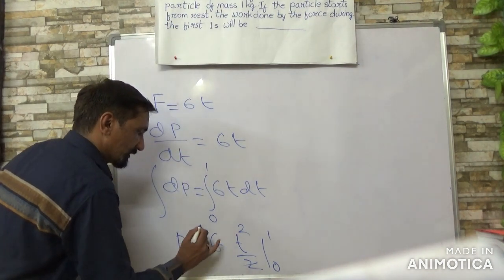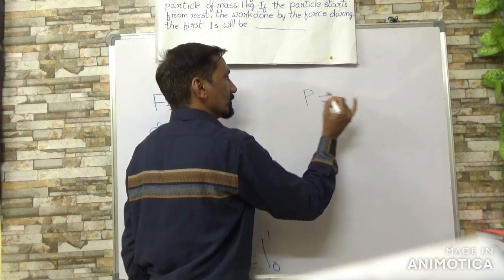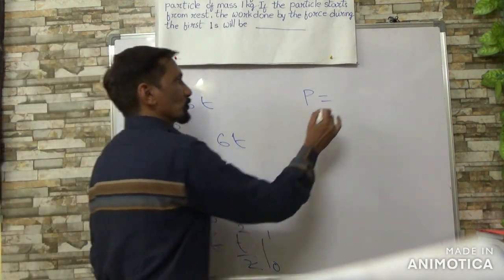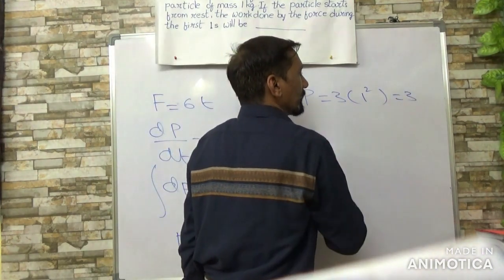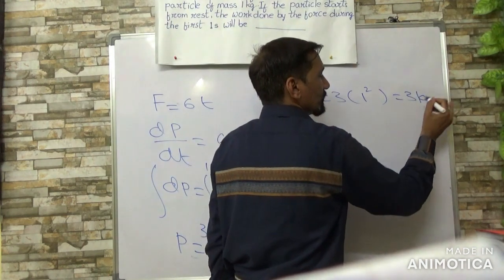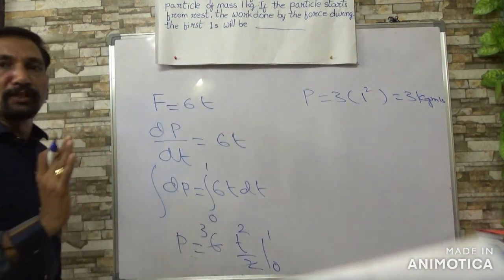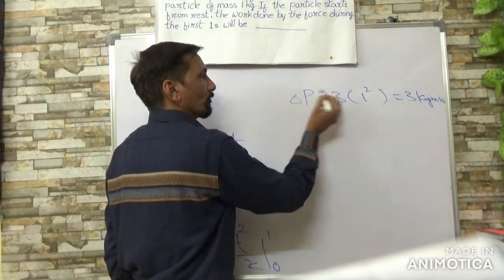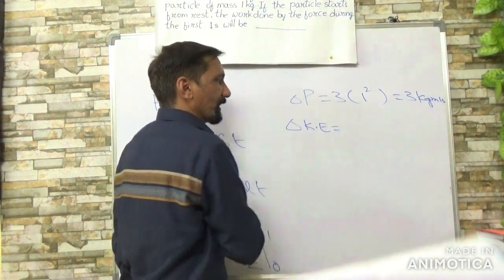2 divides 6, 3 times. So momentum is equal to 3 times 1 square minus 0 square, so 3 kg meter per second. So that is momentum, it is nothing but change of momentum. So the change of kinetic energy also you can find now.